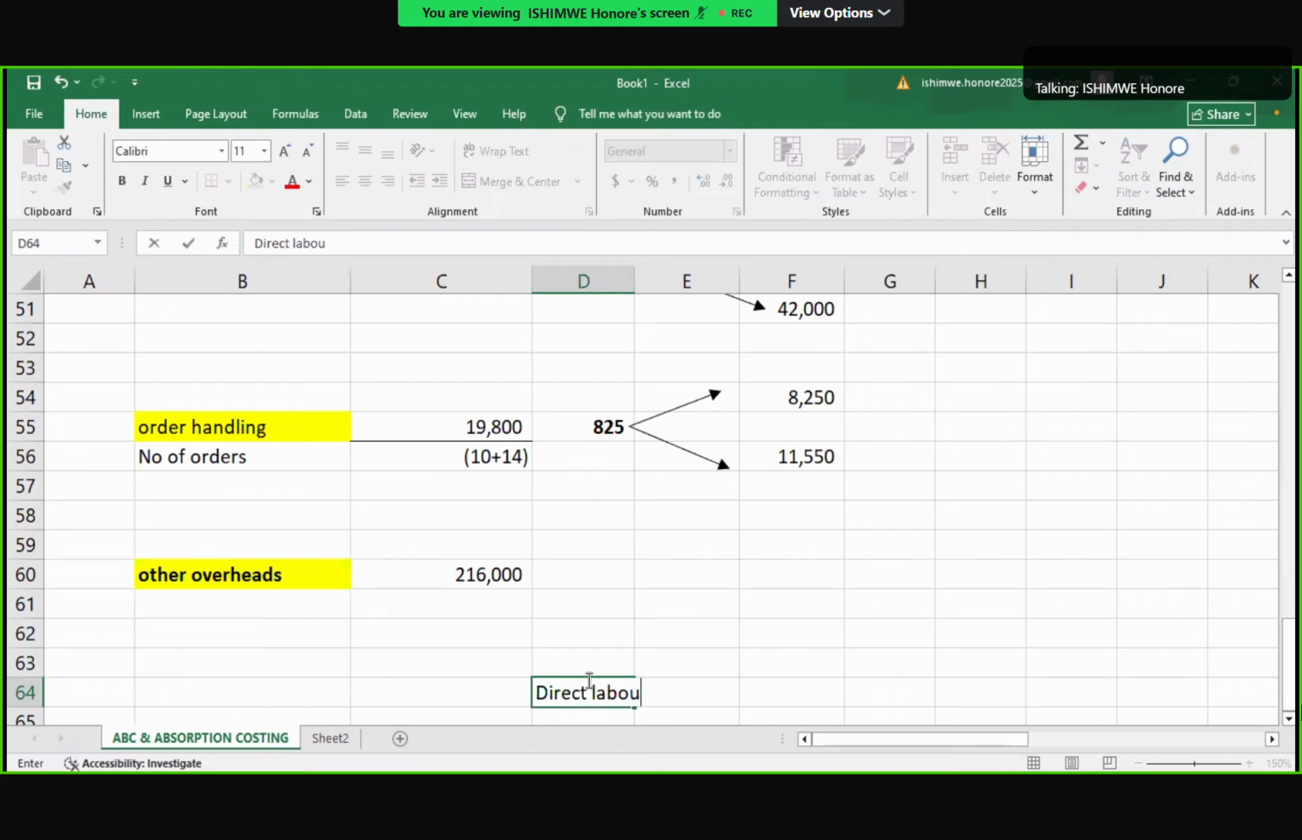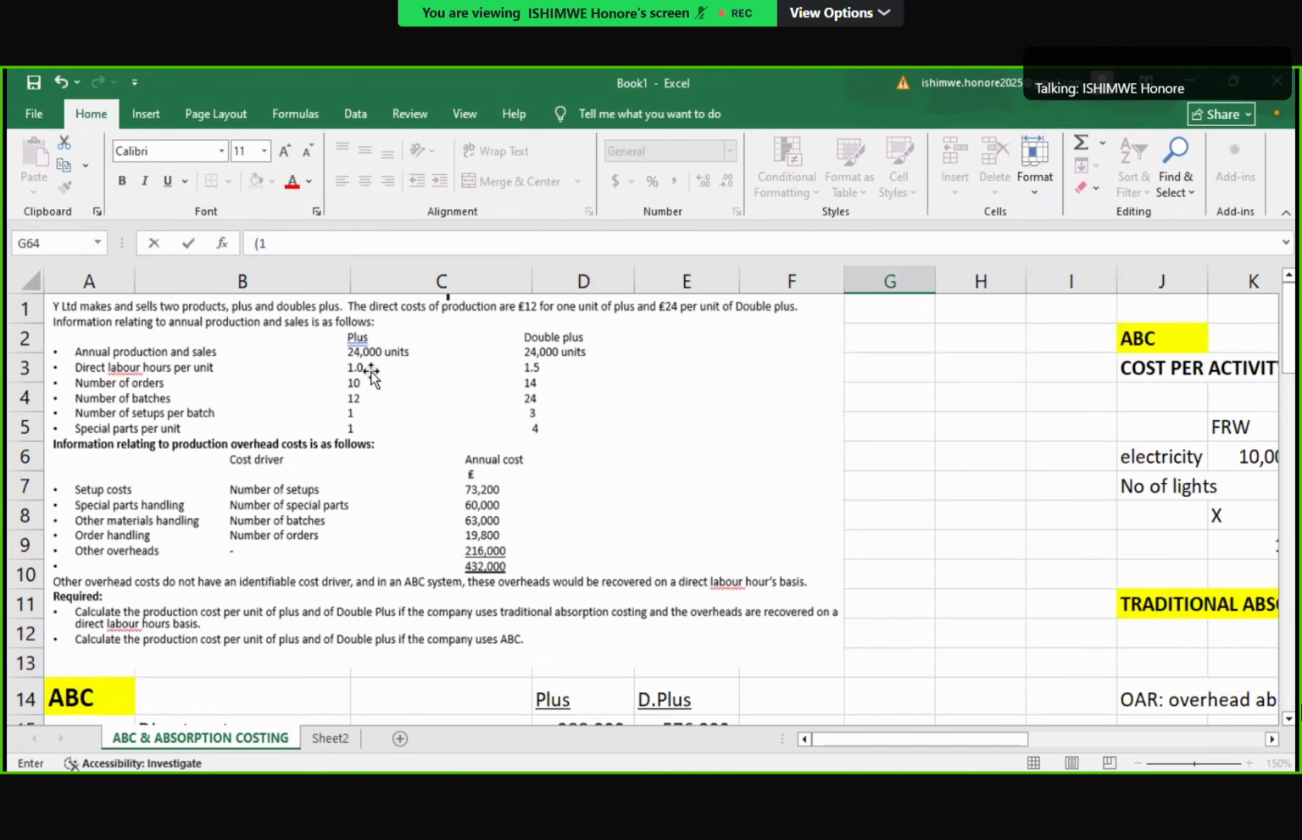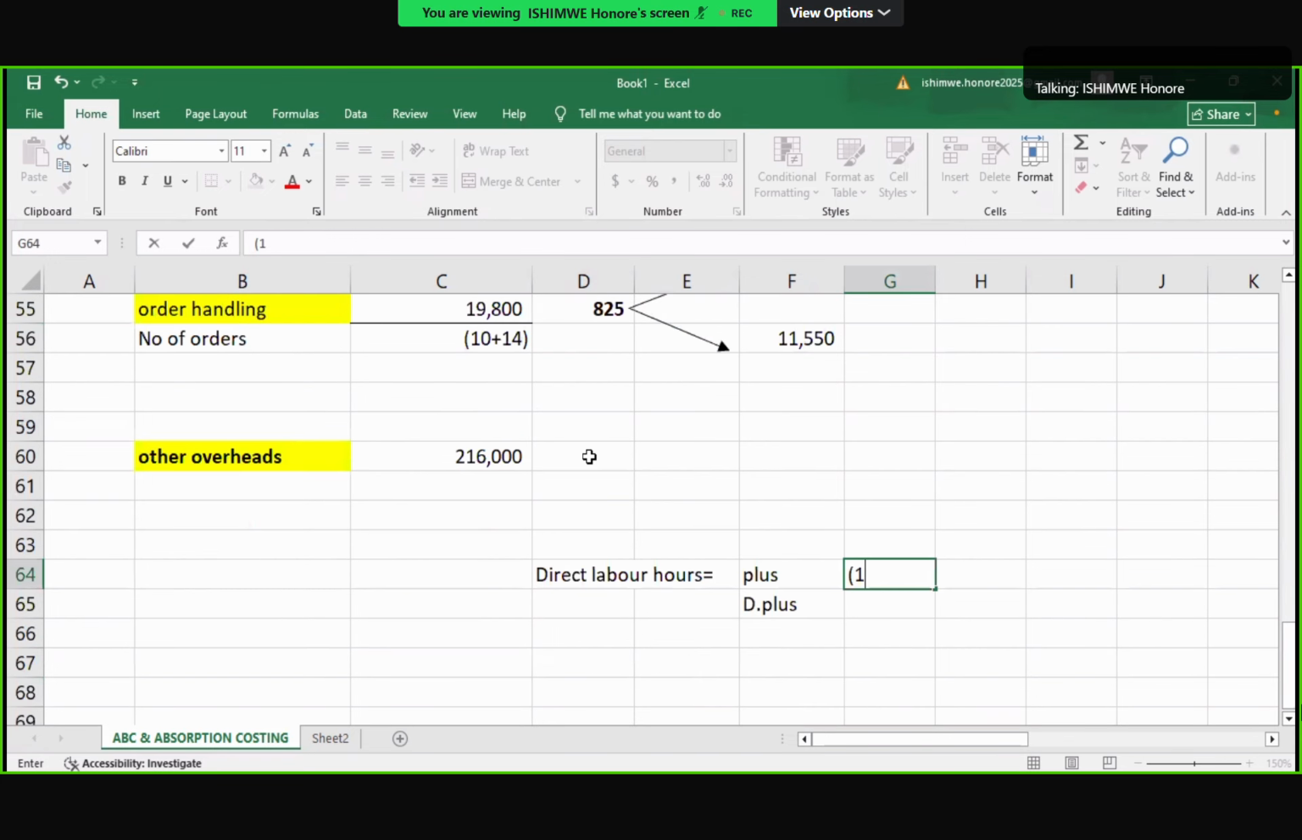Direct labor hours is equal to, okay, this is for plus, and I need double plus. For plus, I will take 1. If you remember, they say 1 is for 1 unit. Then I multiply by the whole unit, they say per unit. That's what guarantees that I have to multiply by this 24,000 to determine the direct labor hours for the whole production. So I can take 1 times 24,000. Also here I will take 1.5, as you see, times 24,000.